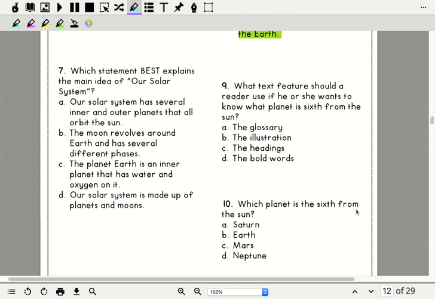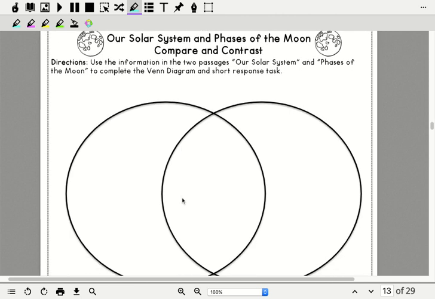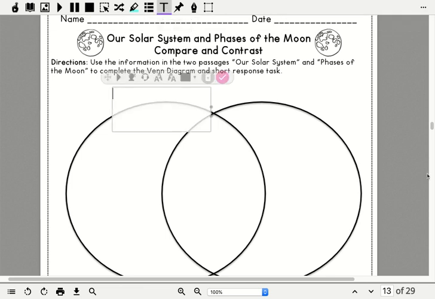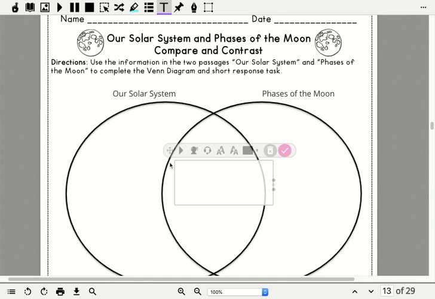Number 10, which planet is the 6th from the sun? Okay, so is that A, Saturn, B, Earth, C, Mars, D, Neptune? So now that that is done, we're going to come down and we're going to do our compare and contrast. So remember, the way that we do this is on one side, we're going to put our solar system. And on the other side, we're going to put phases of the moon. Now, our box in the middle is going to be something that's true for both passages. And remember, we just did that.